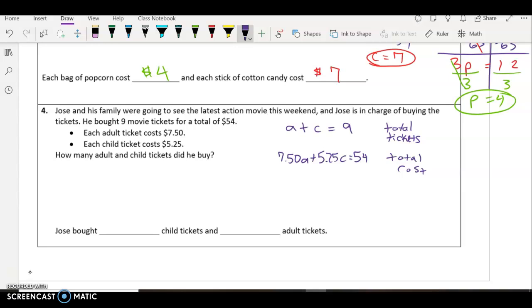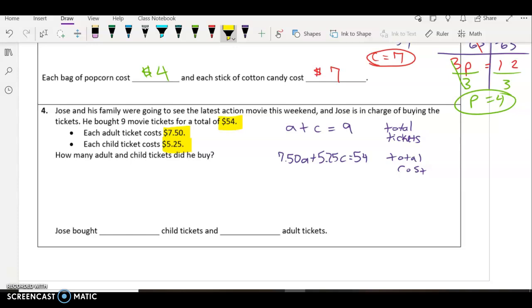The first equation should not have many numbers in it at all because all it really is showing us is the total number of tickets. The number of adult tickets plus the number of child tickets is a total of 9 tickets. It has nothing to do with money. The second equation is all about money. All the money goes into one equation. Every single bit of money goes into the same equation. $7.50 per adult ticket plus $5.25 per child ticket equals a total of $54. All that money goes into that one equation.